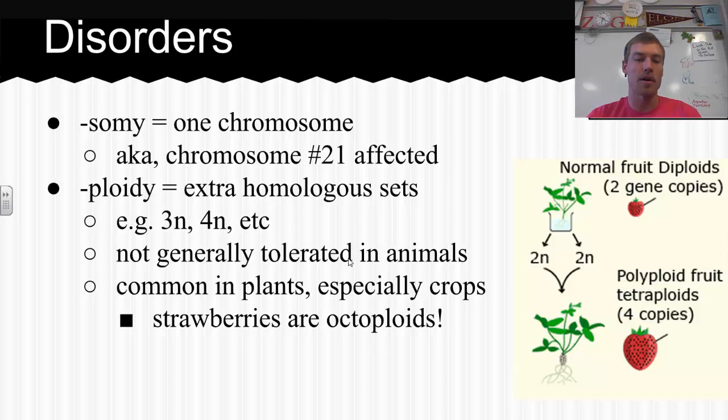For example, strawberries are octoploids. And in general, what happens with plants when you have a ploidy is that the fruit that is produced is generally larger, which is part of the reason why strawberries are octoploids, because they're much larger than what you would find in the wild.